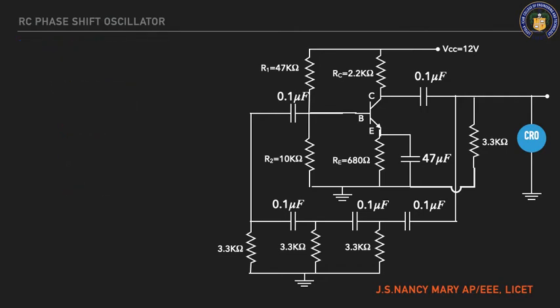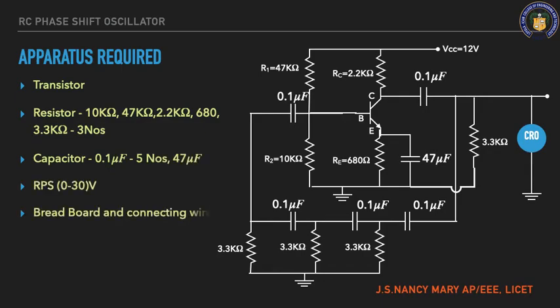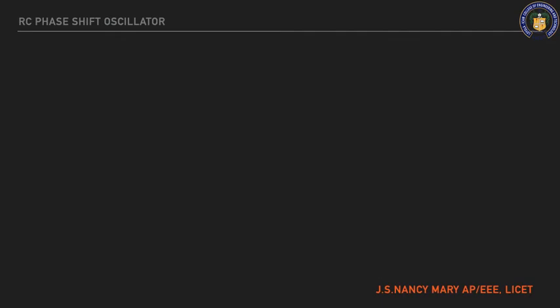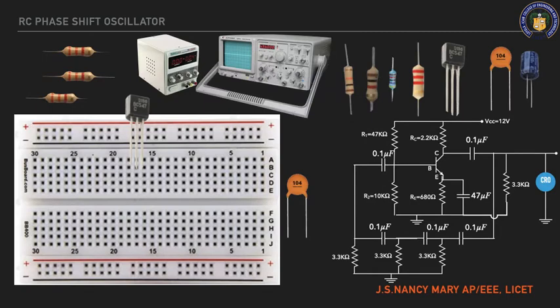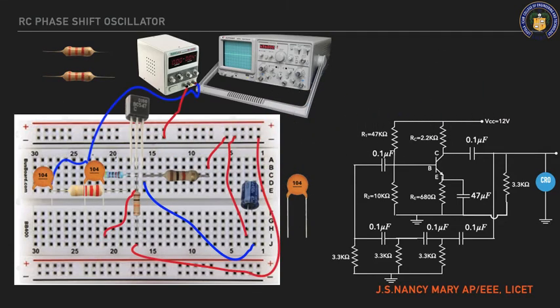Okay. So now from the circuit, I can write the apparatus required as transistor, resistor, capacitor, RPS, breadboard, and connecting wires. As you know very well, the first connection will be only your CE amplifier connection. So the CE amplifier connection I have given first. Now I am going to connect the resistors and the capacitors.